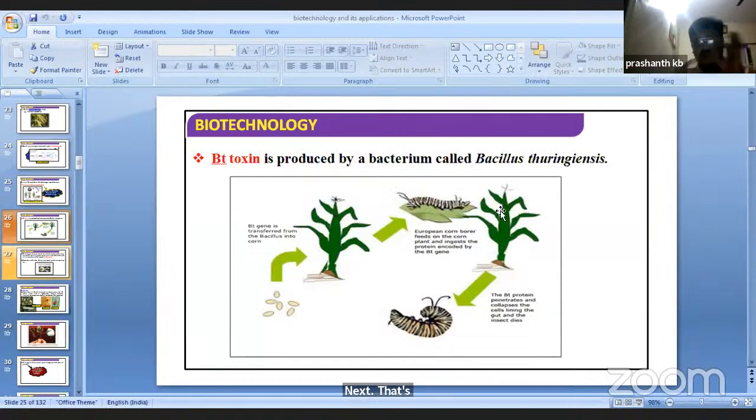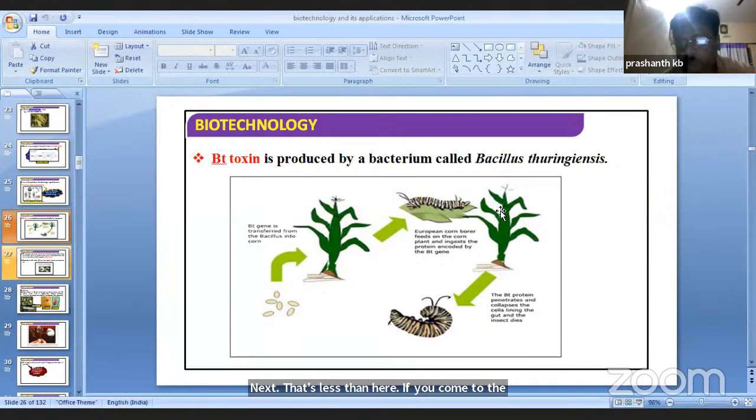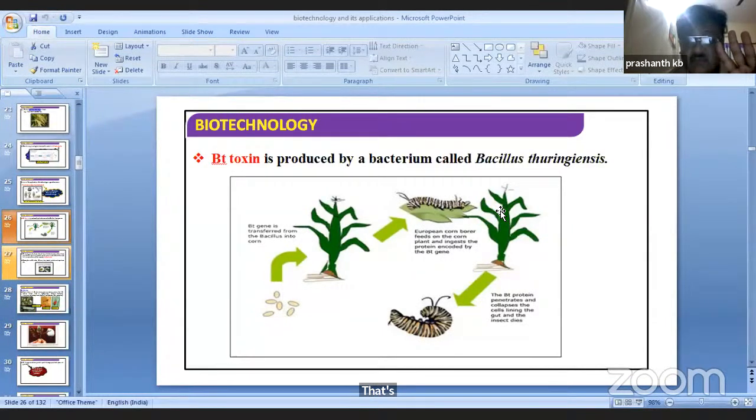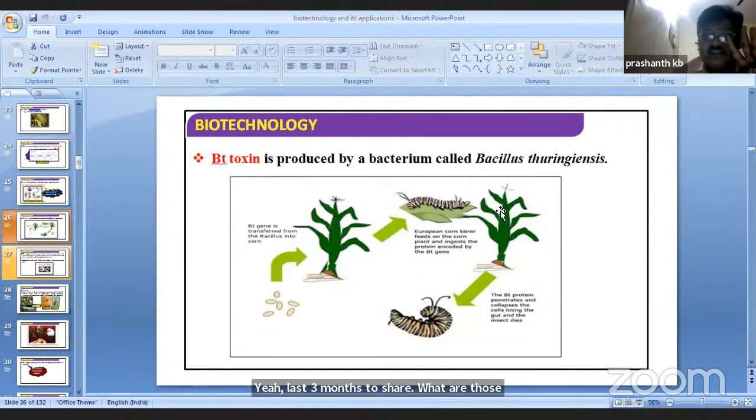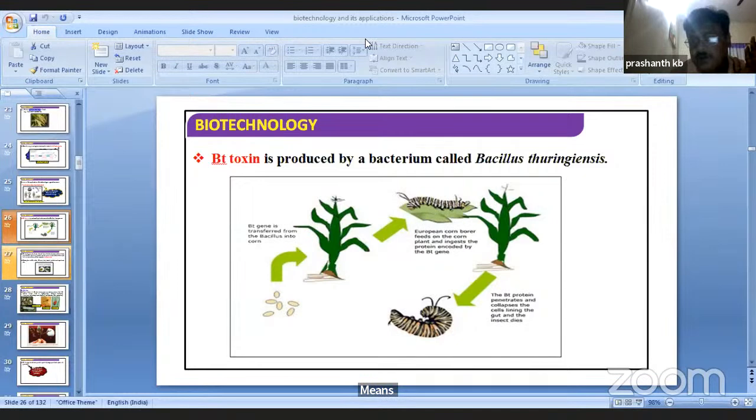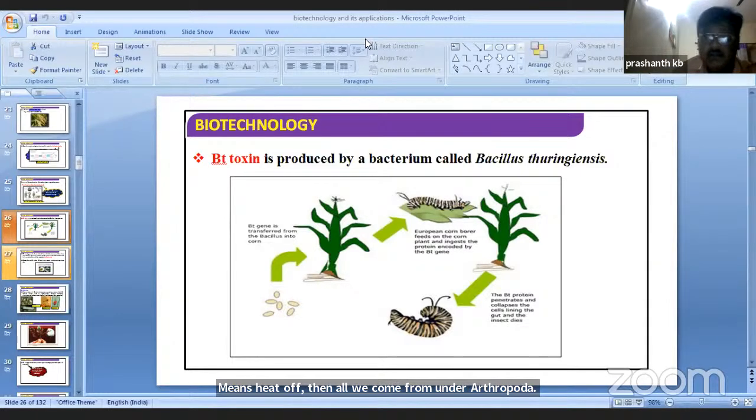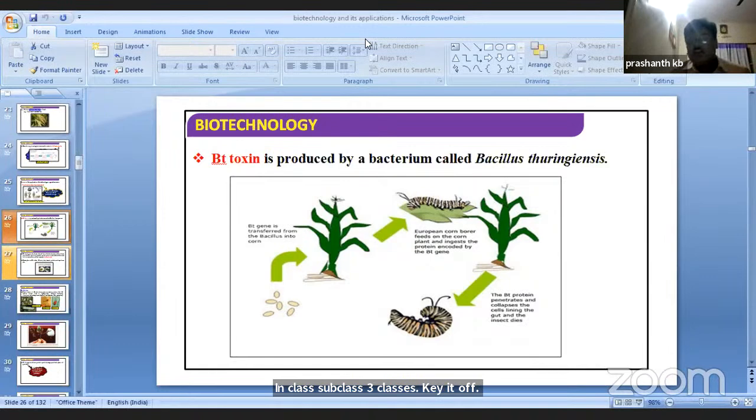Bacillus thuringiensis. Students, if you come to page number 208, Bacillus thuringiensis can kill 3 types of insects. They have asked a 3 marks question. What are those 3 types of insects? Lepidoptera, Diptera, Coleoptera. All these come under phylum Arthropoda, class Insecta. Three orders are there: Lepidoptera, Diptera, Coleoptera. You can see this on page number 208.